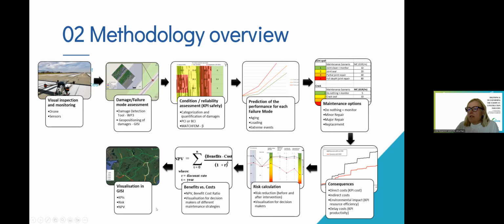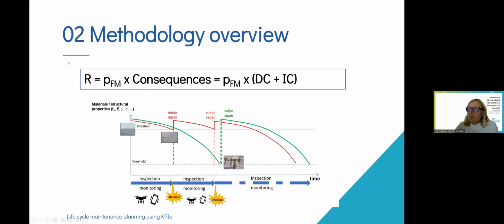We can present the results in different ways and in the KPIs, which we try to integrate into the whole procedure. The concept of risk is that we define the failure mode. We determine the probability of failure of that failure mode over time and over the different loading scenarios, and then the consequences of that particular failure. In our case, we try to quantify the direct consequences and indirect consequences.